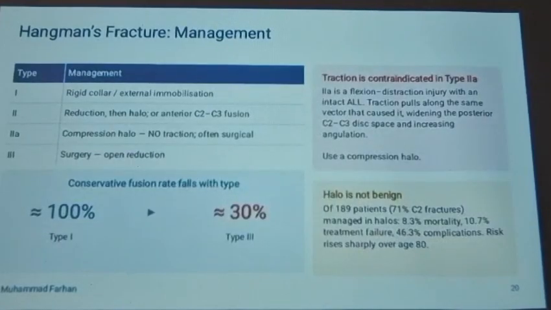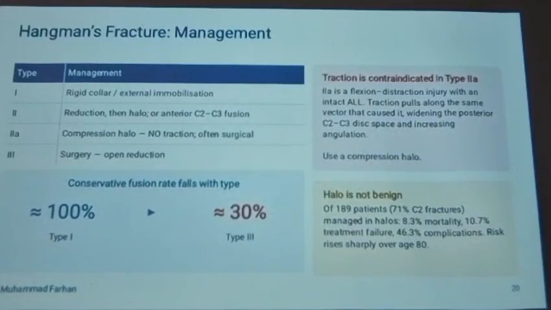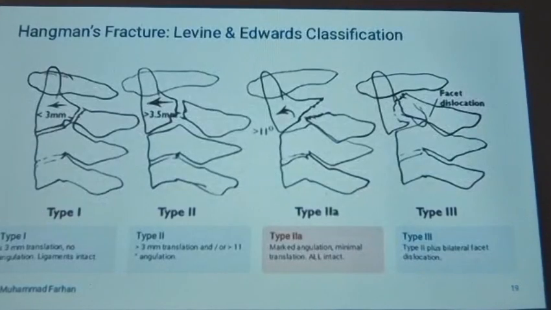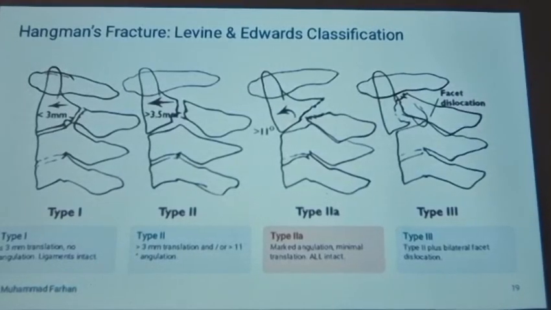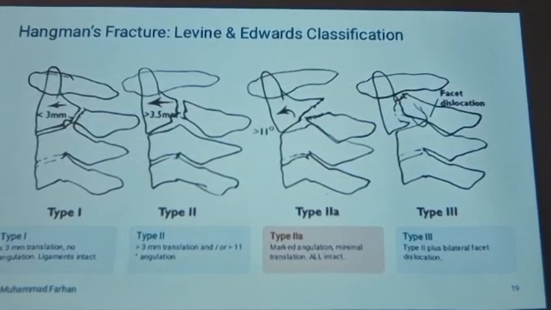As we can see, in type 1 usually it is stable, and we should go for the external immobilization. In type 2, reduction then halo fixation, or if the fixation is not achieved with the external immobilization, then we can go for the C2 C3 fusion. And in type 3, surgery is usually recommended because there is facet dislocation, the spine is highly unstable, and also there is a listhesis narrowing the spinal canal. So we should go for the surgery in type 3.